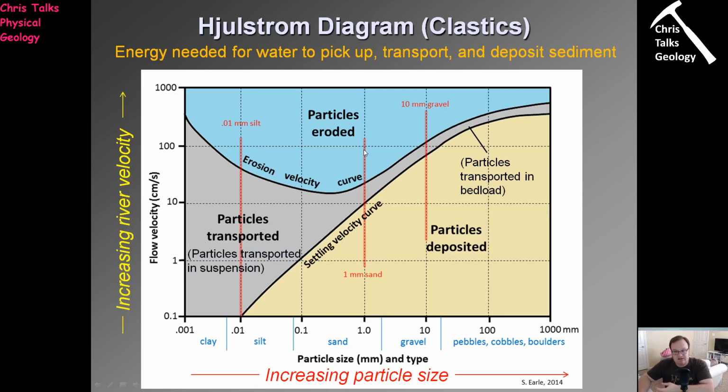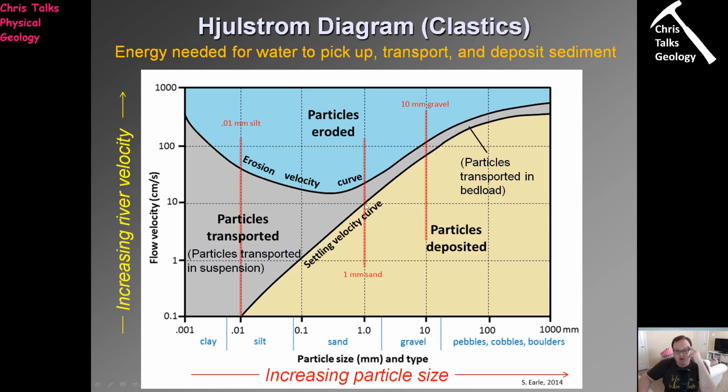So it's physically able to lift it away and carry it off. Now, once we drop below 20 centimeters a second, your moving body of water can no longer erode. All it can do is transport the sand that it has. So between about 20 centimeters a second and about 10 centimeters a second, your flowing body of water, your river, has the capacity to move a sand grain of 1 millimeter in diameter.